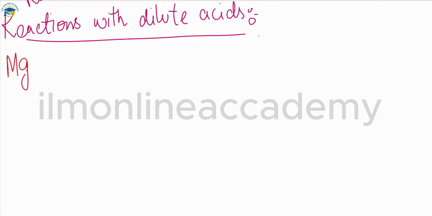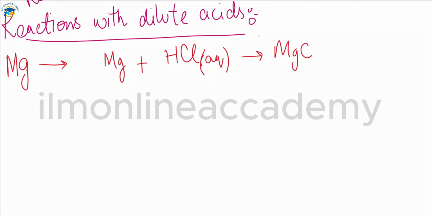Bubbles of gas are produced, the magnesium disappears, and a colorless solution is formed. The equation for this reaction is: magnesium reacts with dilute hydrochloric acid, present in aqueous solution, and they form magnesium chloride, MgCl2, plus hydrogen gas is released.